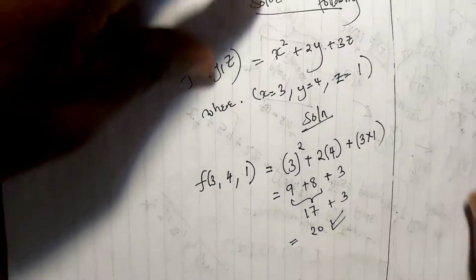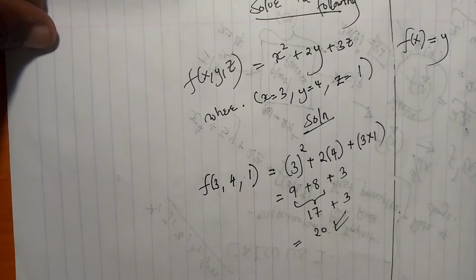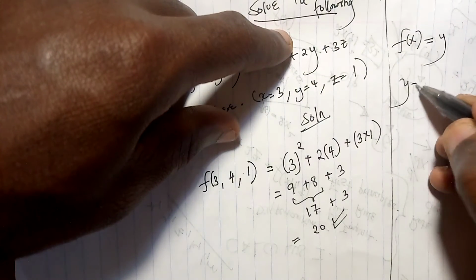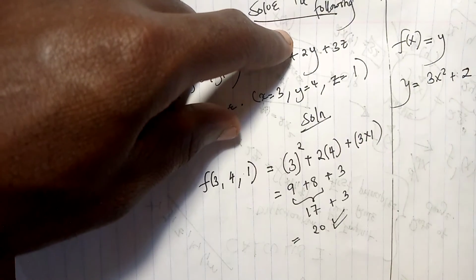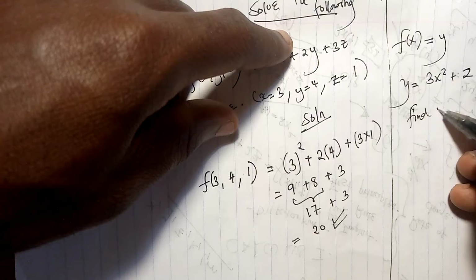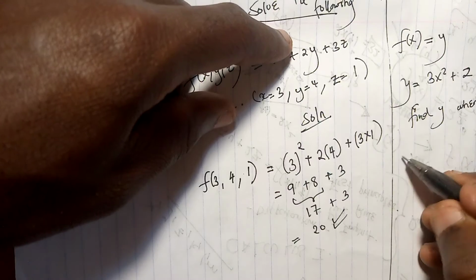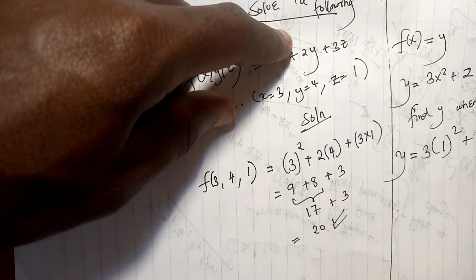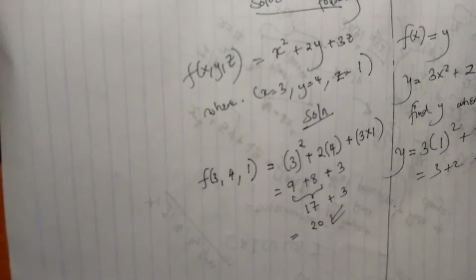All right, now sometimes this f of x is going to be used interchangeably with y. So for example, you can be told y is equals to 3x squared plus 2. So find y when x is equals to 1. So then you're going to just substitute, same thing, y is equals to 3 times 1 squared plus 2. So you're going to get 3, because 1 squared is 1, plus 2, you're going to get 5. And you still get the answer correct. Okay.